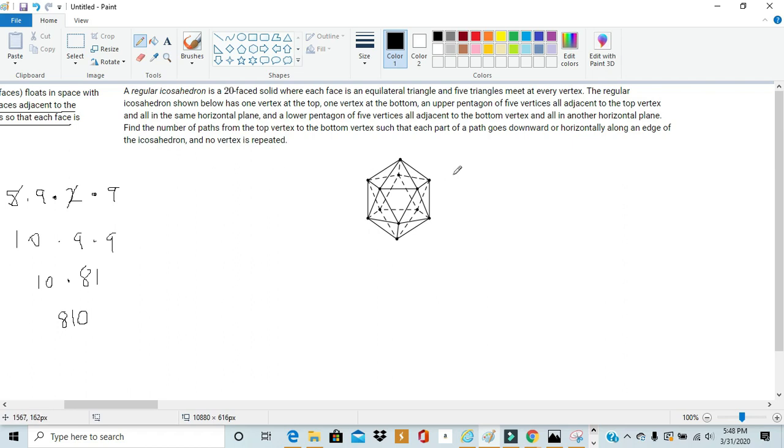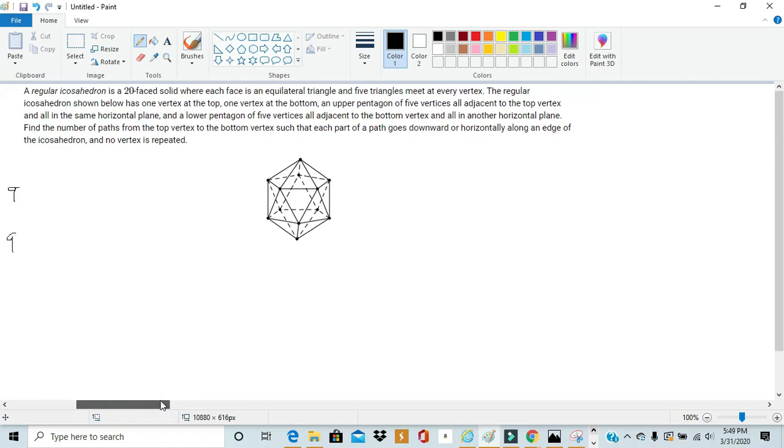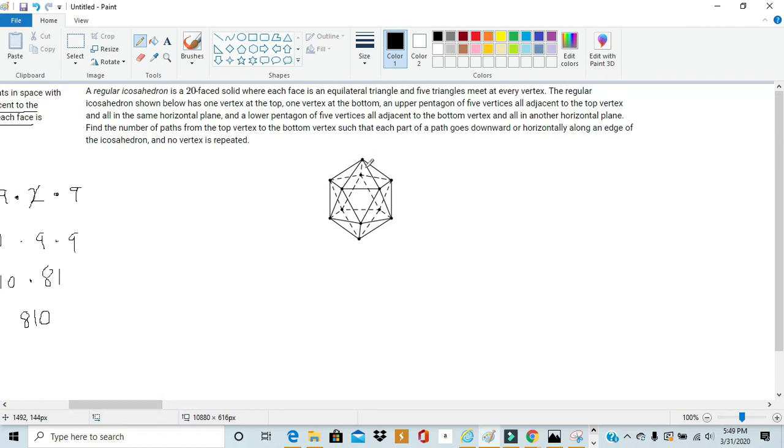Well, this problem has lots of the same aspects as the previous problem. First, the arrangement of our paths is kind of similar. In this AMC 10 problem, we start at the top face, and then there was a ring of five different faces to go from there, another ring of five different faces to go from there, and then we finally reach our bottom face. In this case, we stop at our top vertex, and we can go to a ring of five different vertices, and then once again another ring of five different vertices before approaching our bottom vertex.